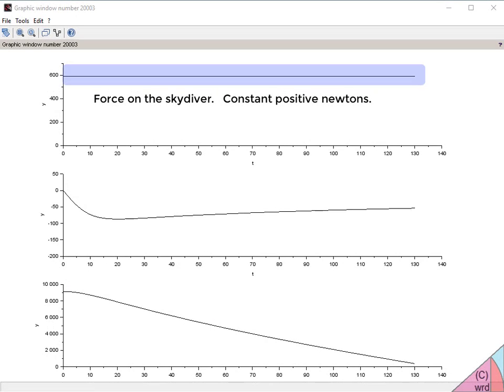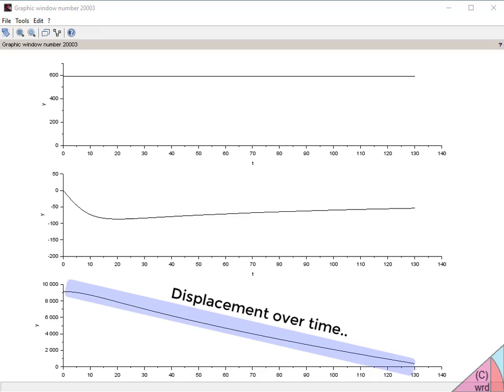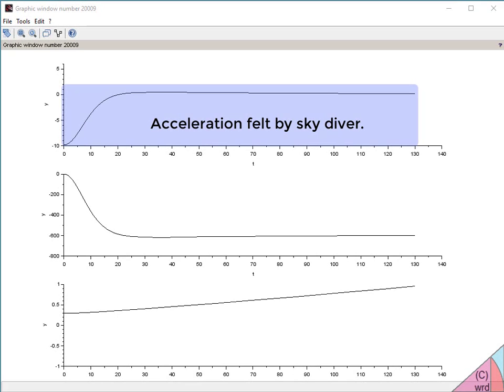Page 1. Top graph is the constant force on the skydiver expressed here as positive newtons, around 588. The middle graph is falling velocity starting at 0 and getting to around 80 meters per second at high altitude, before slowing as the jumper experiences the denser air of lower altitude. The bottom graph shows the more or less linear loss of altitude over most of the 2 minutes of the jump.